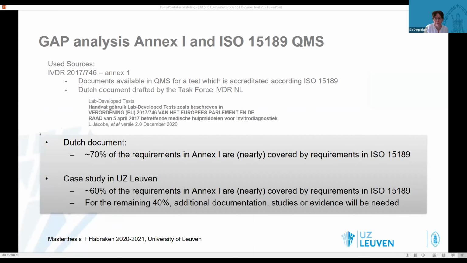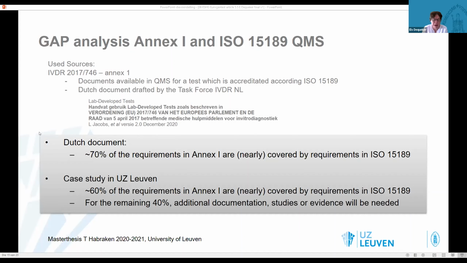Yes, we did the exercise in Leuven where we took one test, in 2021, looking at the Dutch document that was drafted by the task force, which examines, if you have a 15189 quality system, which elements are covered and which are not. This is documented, and later one of the authors will present this document. In this document, they mention that 70% of the requirements in Annex 1 are nearly covered by the requirements of ISO 15189. Our exercise in Leuven was practical, not theoretical, because theoretically you can explain quite a lot, but finding the documents and where the answer to that specific check element in Annex 1 was more difficult. So we came to around 60%.